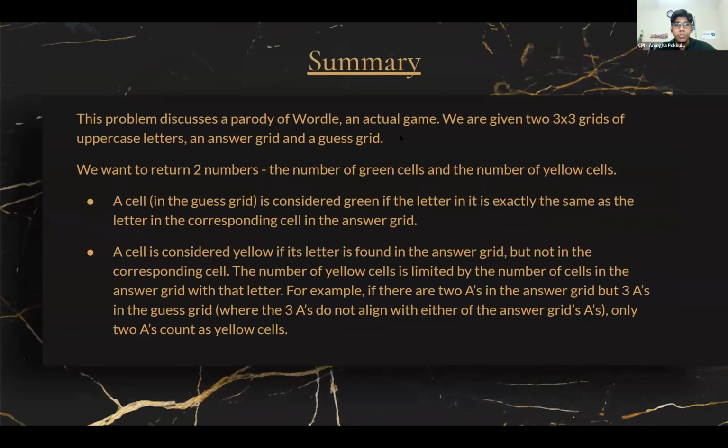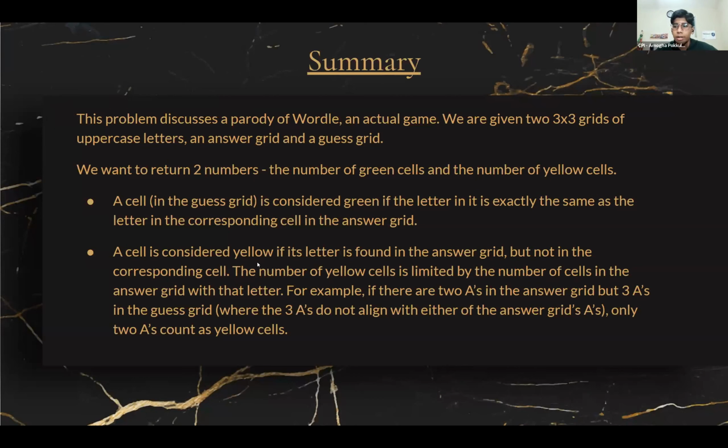So in summary, this problem discusses a parody of Wordle, which is an actual game, and we are given 2 3x3 grids of uppercase letters. One is an answer grid, and the other is the guess grid. We want to output 2 numbers, the number of green cells and the number of yellow cells. A cell in the guess grid is considered green if the letter in it is exactly the same as the letter in the corresponding cell in the answer grid.